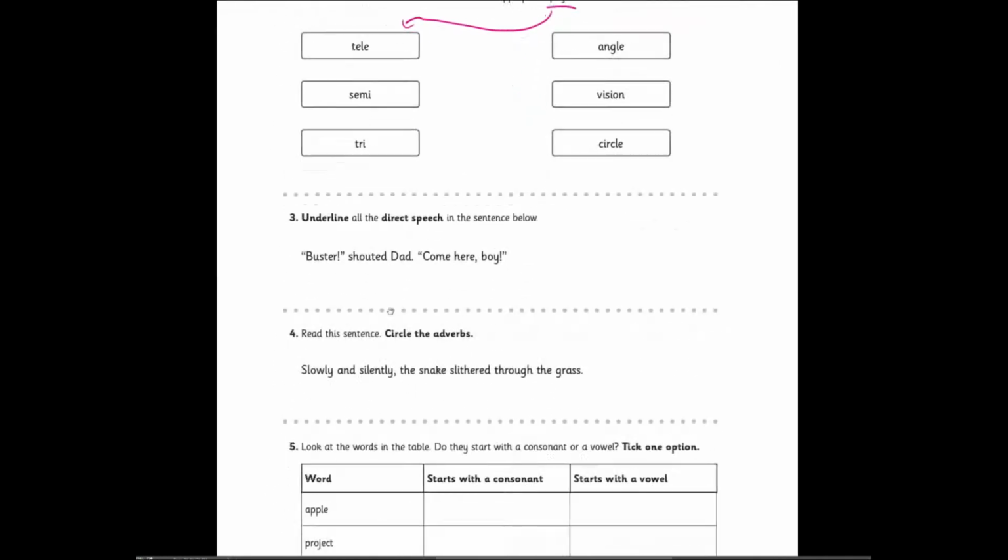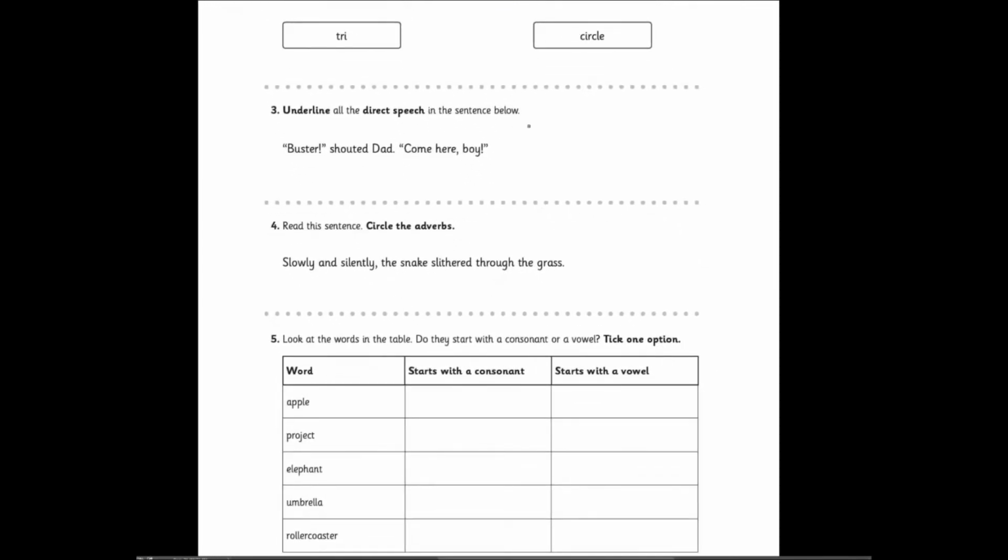Number 3, underline all the direct speech in the sentence below. So remember that direct speech, these are the words that are actually spoken. Okay, the words that a character actually says. So what we need to do is read this sentence and decide which words are spoken by the character in the sentence, the character being Dad. So which words are actually spoken by Dad, and then underline them.